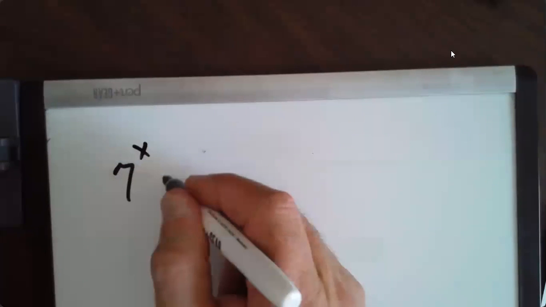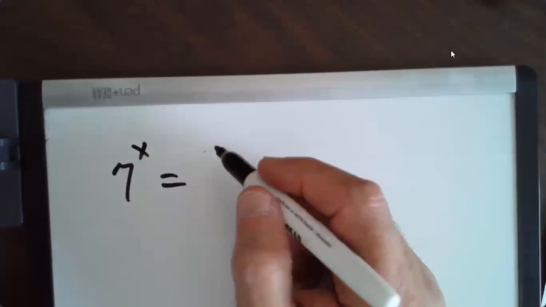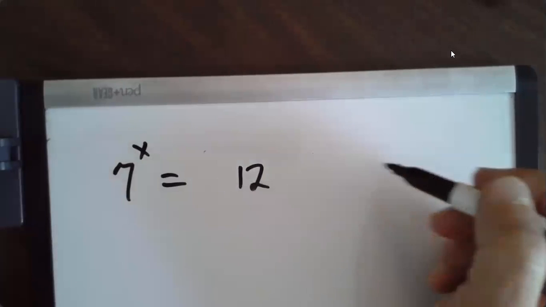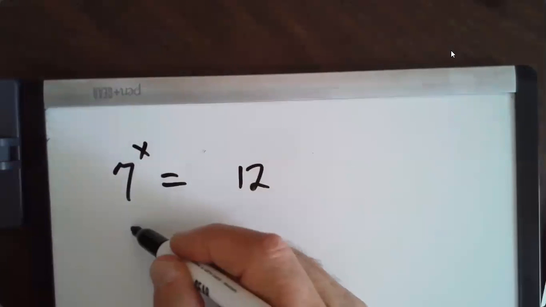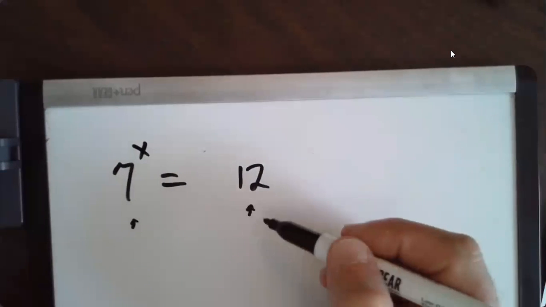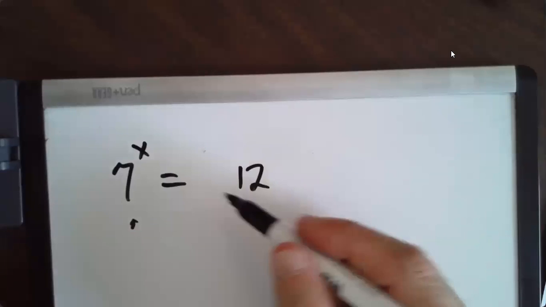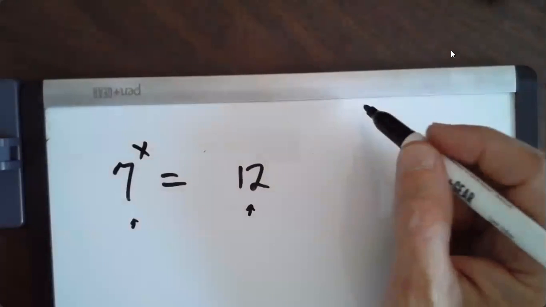Okay, so all right, we're back to the board. So we've got this problem where we have 7^x equals 12. The bases are not the same, and we cannot get 12 to be 7 to some power.